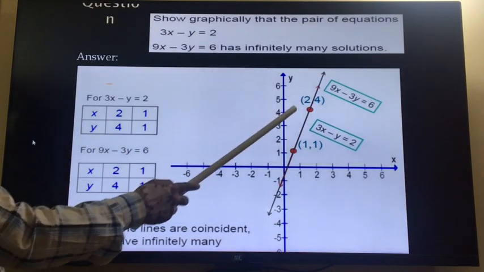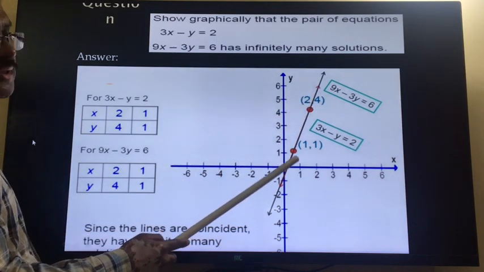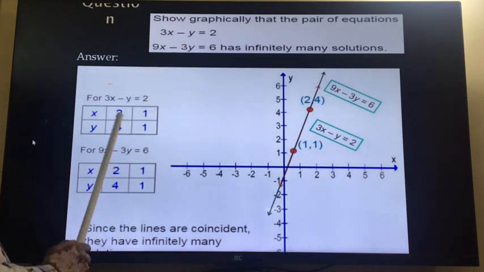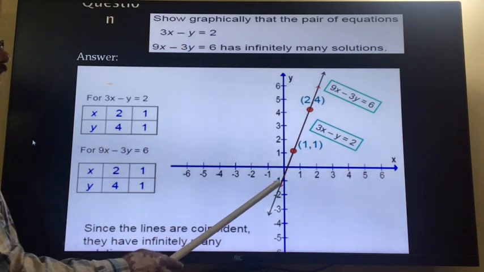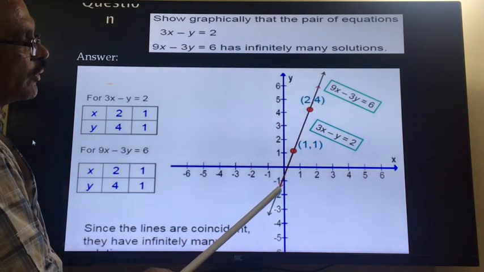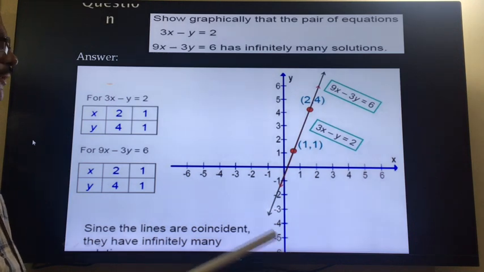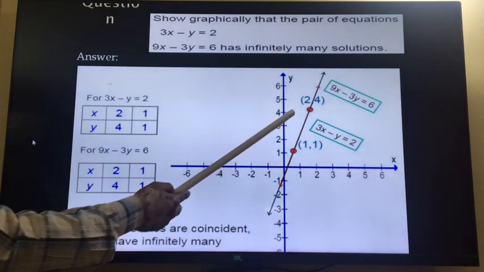Third case, this is the case of infinitely many solutions or coincident lines. So this is the example. These are the two equations. Arrange the table and plot the points. You will observe both the lines will overlap each other. So this shows that they have infinitely many solutions. They are coincident lines, and in this way you can draw this.